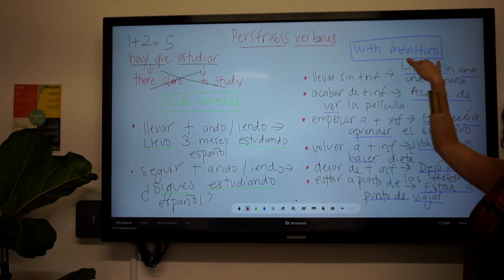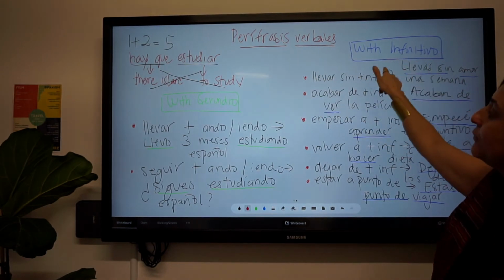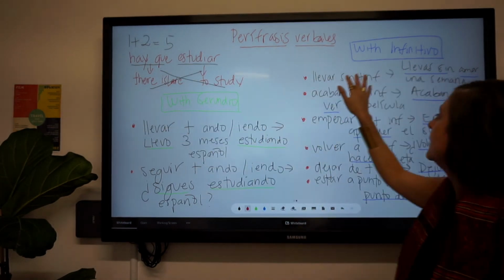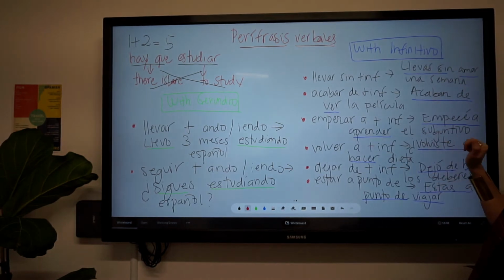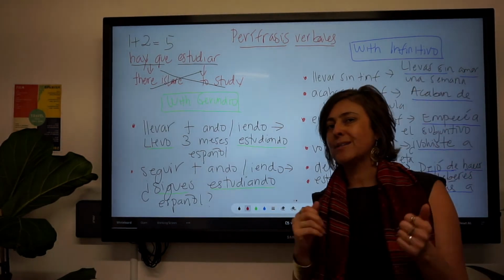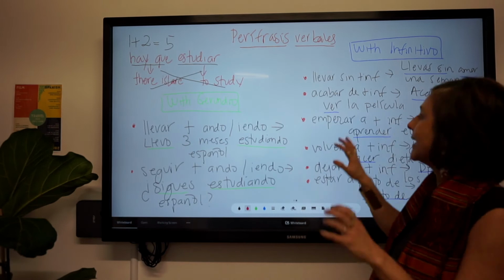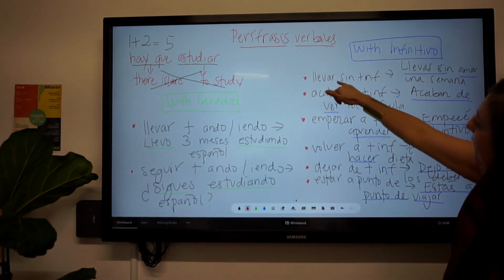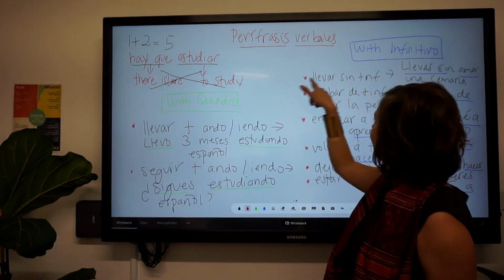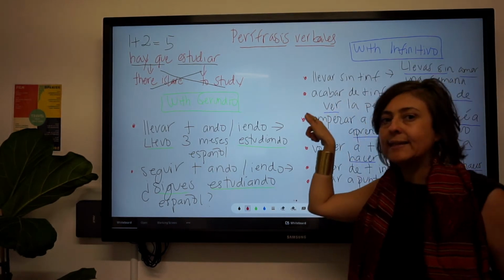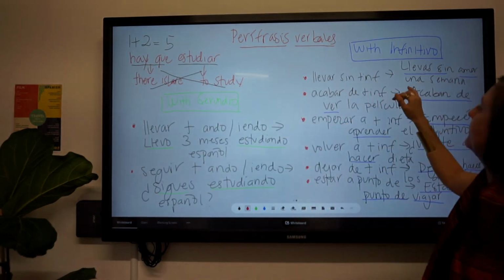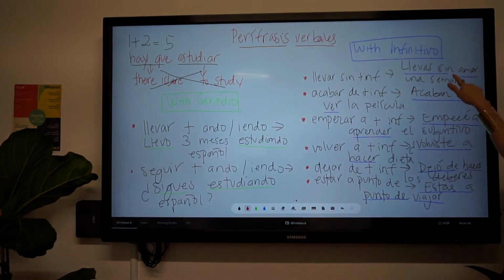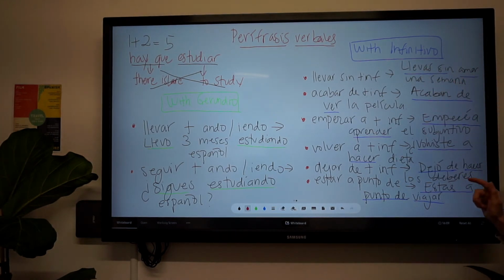Okay, we go over here to the constructions with infinitivo, not gerundio, right? So we have a bit more here, again to express mostly constructions with time. So we have llevar, again, but in this case, muy importante, with sin, which means without, plus the infinitive. And the example I use here is, llevas sin comer una semana, right?